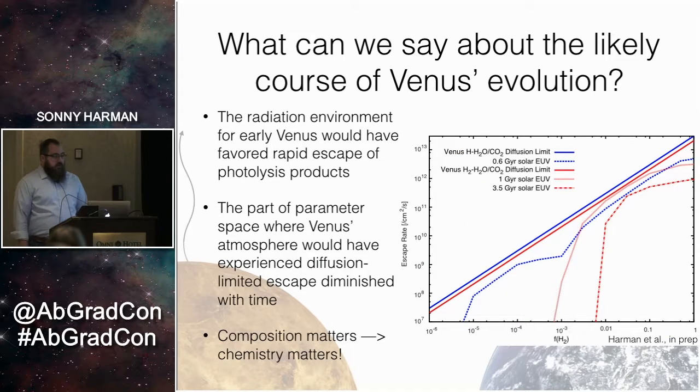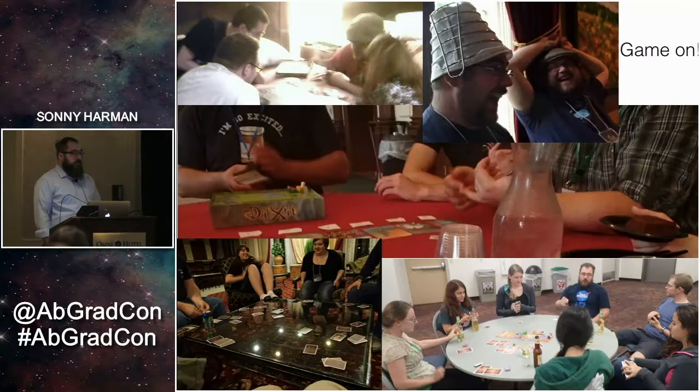And so in conclusion, we think that the radiation environment for early Venus would have favored rapid escape of the photolysis products, and the parameter space where Venus's atmosphere would have experienced diffusion limited escape is diminished with time. Composition matters, chemistry matters, and that's the second part of this proposal. And I thank you for your attention.